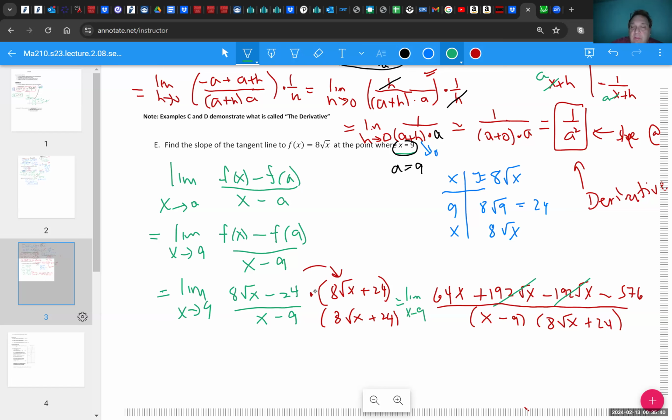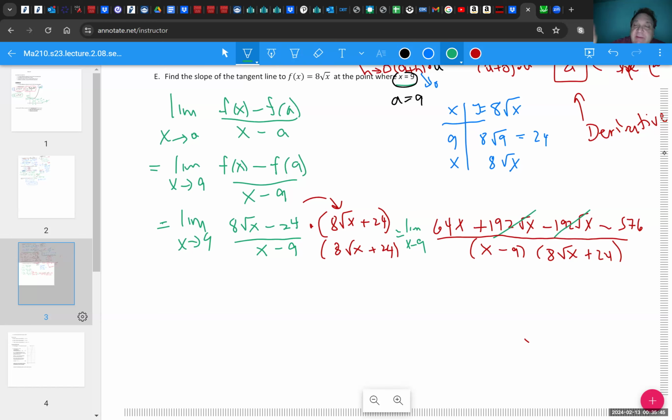All right, so what do I do now? Well, I have to continue to simplify. The top, I combined those two things together, and what I'm left with is 64x minus 576 on the top, and x minus 9 and this square root expression on the bottom.